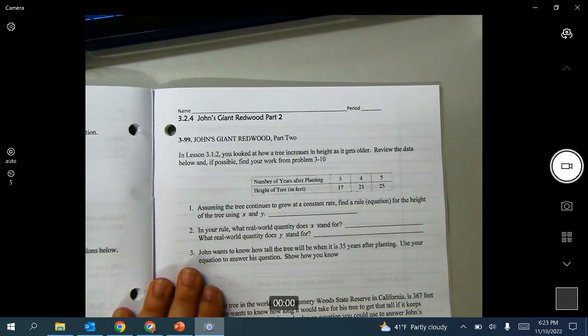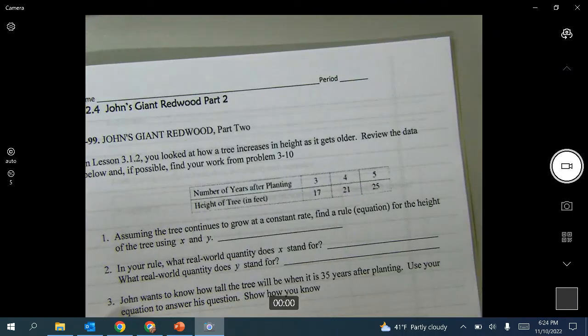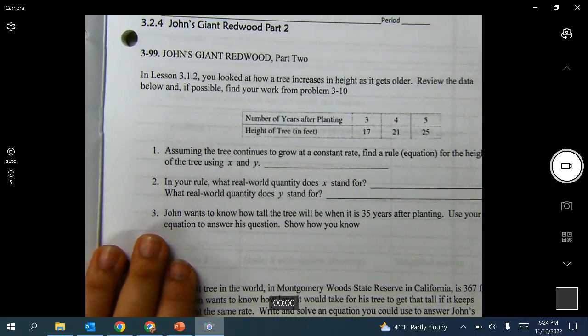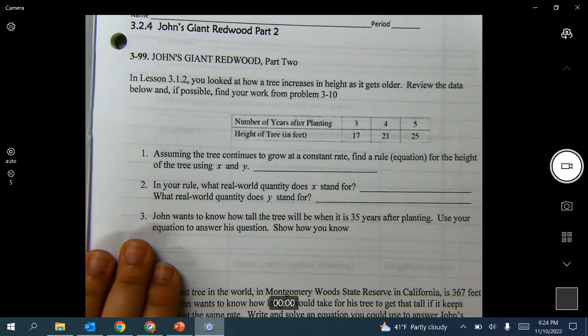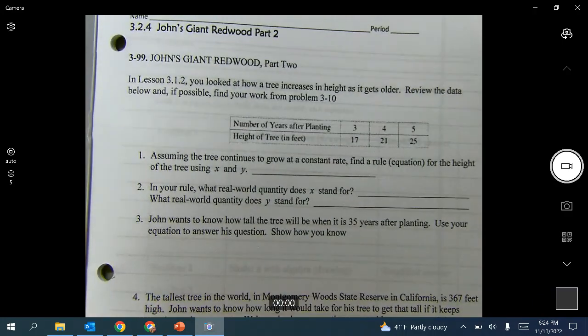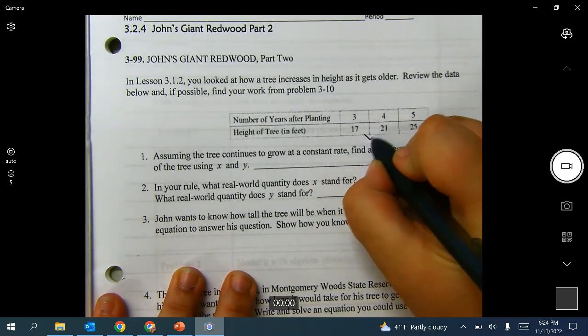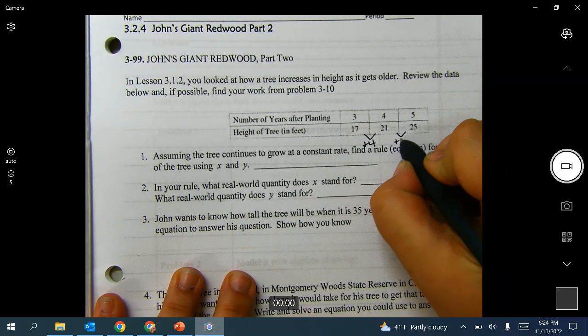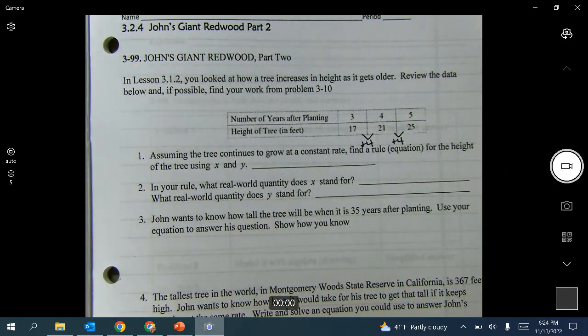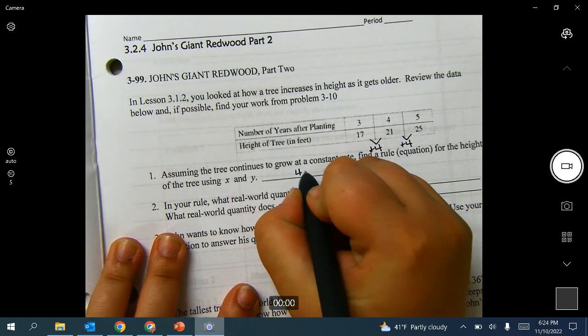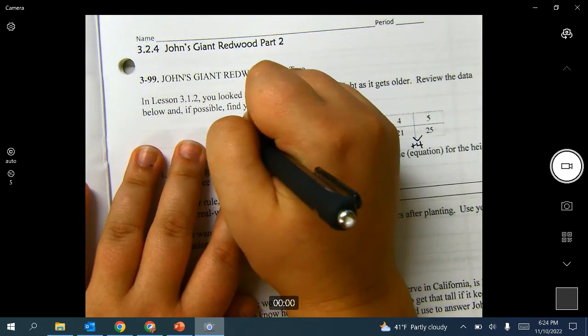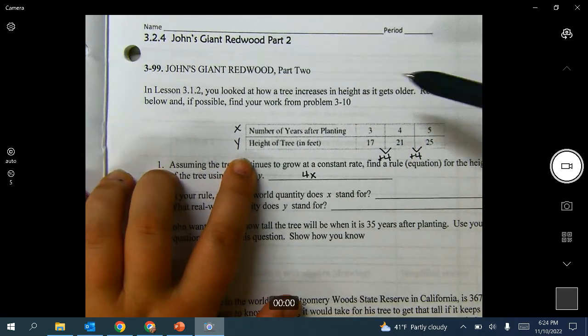So they just copied the table back over here that we had on page 4, page 5. So now we're going to try and find a rule for the height of the tree. Now remember, each year this tree was growing 4 feet, right? So we were repeatedly adding 4. That tells me that I know I need some kind of a times 4 in my equation. Okay, so I'm going to have some kind of a 4 times x, right? Because the year after planting is x and my height is y.